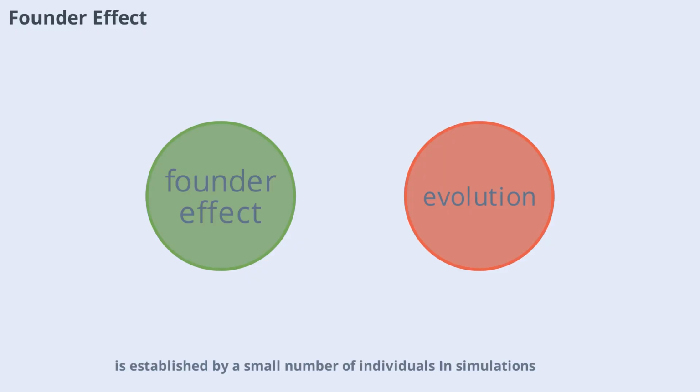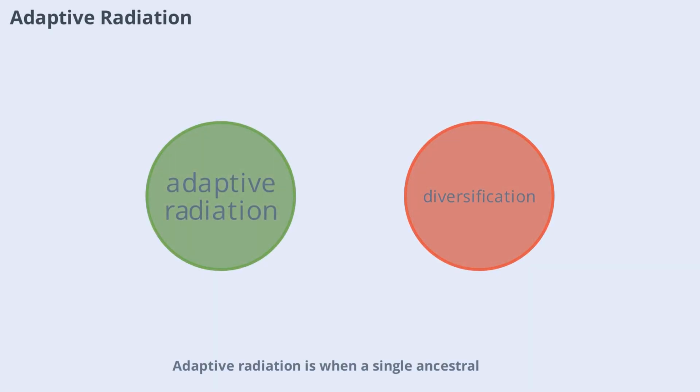Founder effect occurs when a new population is established by a small number of individuals. In simulations, this can be modeled by starting a new group with only a few organisms. The genetic makeup of this small group can greatly influence the traits of future generations, sometimes leading to rapid evolutionary changes.